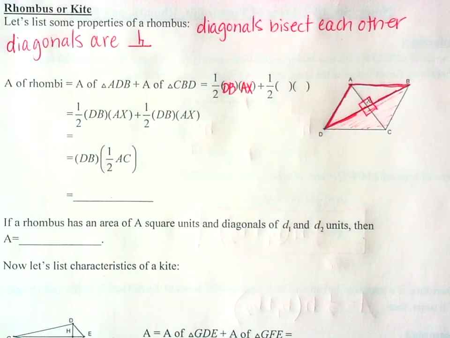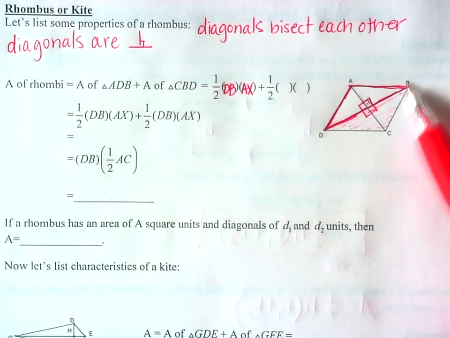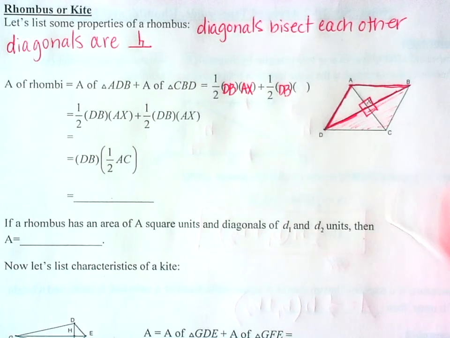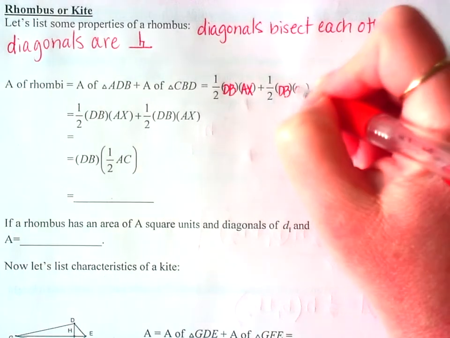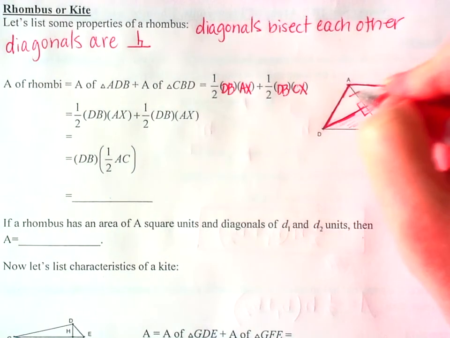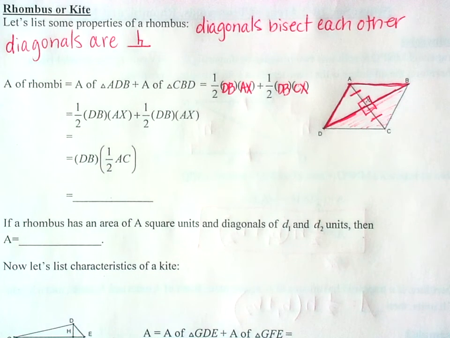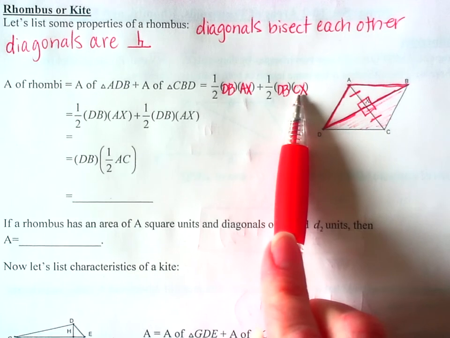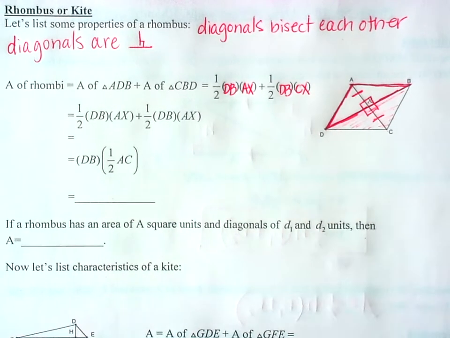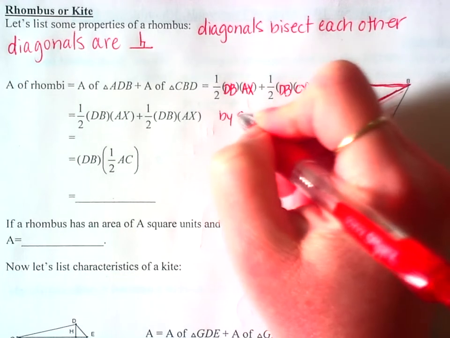And then for the other triangle, I'm going to do 1/2 base times height again. So for this triangle, again, I get to choose my base. I'm going to choose DB as my base. And then it has a height to go with it, CX. Okay, and then I'm going to make a substitution. We know that diagonals bisect each other, so AX and CX are congruent. That also means they're equal. So I could remove CX and replace it with AX because they're the same thing. Okay, so I've done that. This is by substitution.